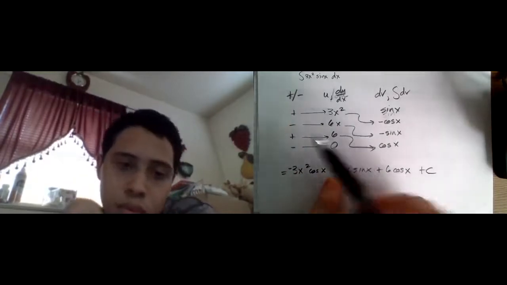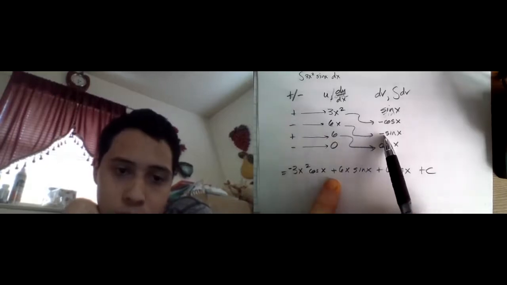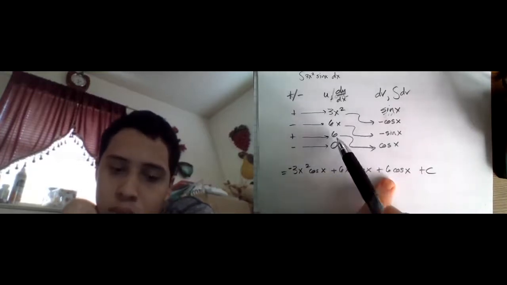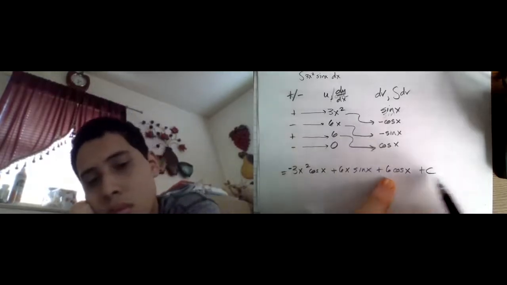All right, then the next term is minus 6x times negative sine x. So negative times negative, that term's positive: plus 6x times sine x. Last term, plus 6 times the cosine of x. And then plus our constant.